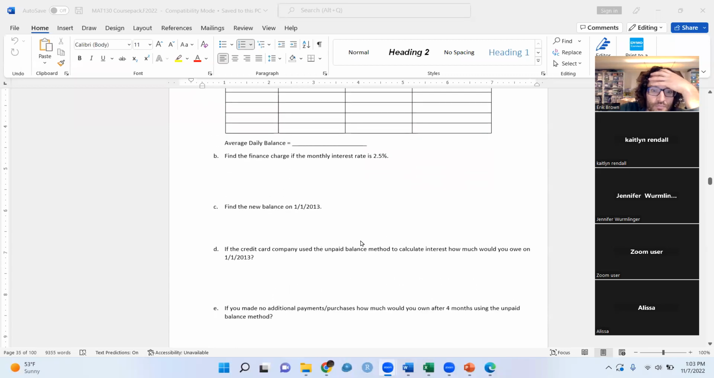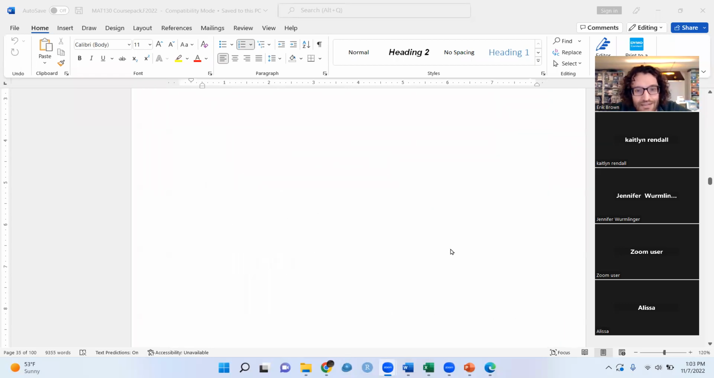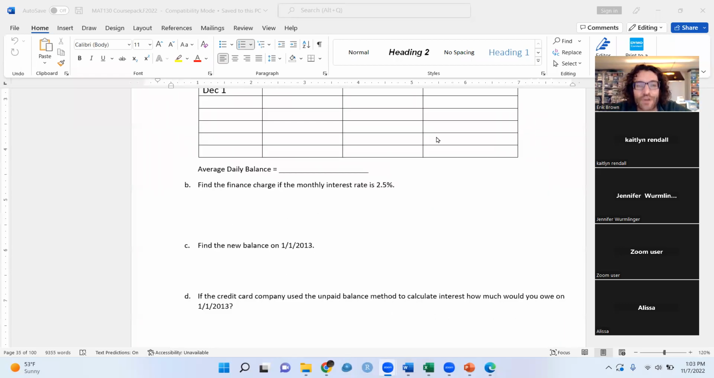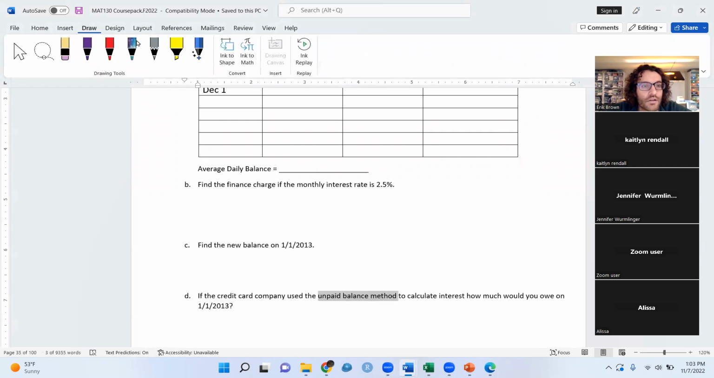Yes, these two. So the unpaid balance method, exactly what it means is whatever you don't pay off. So whatever is unpaid at the end of the month.